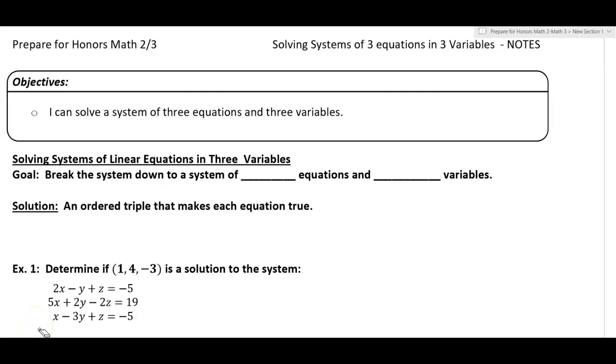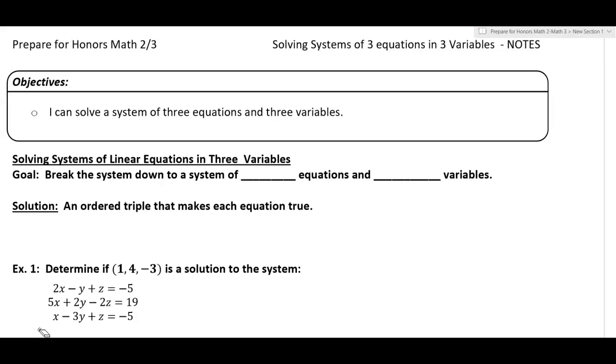This lesson is on solving systems of 3 equations and 3 variables. You guys in Math 1 solved systems of equations with two equations and 2 variables. Now we're moving on to 3 equations with 3 variables.